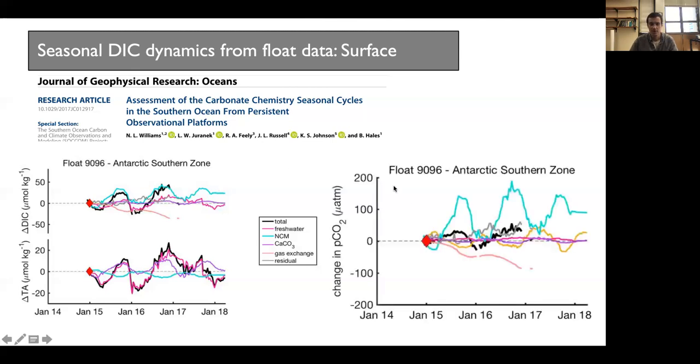And you can see this here where she looks at the influence on PCO2 of these different components, and this really large wintertime increase in PCO2 is from this net community metabolism, which again is that upwelling signal. So this makes a lot of sense with what is seen from the air-sea CO2 fluxes.